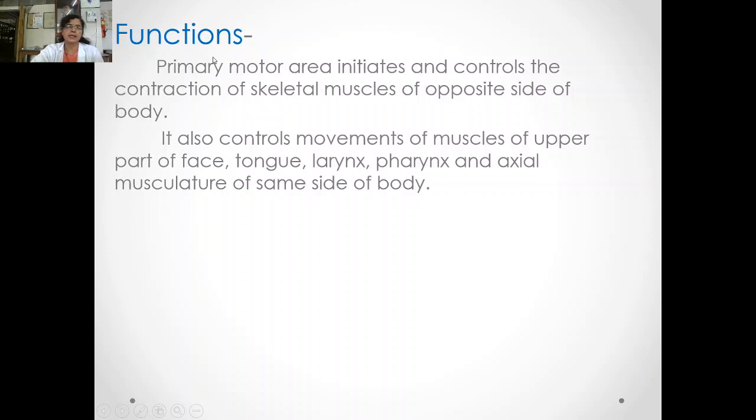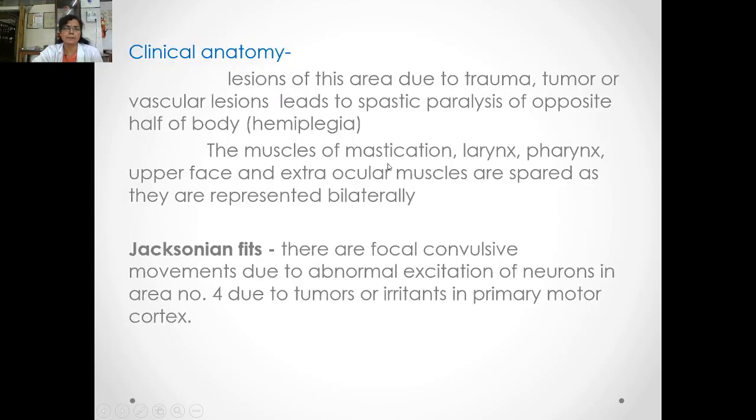Then functions of this area. Primary motor area, it initiates and controls the contraction of skeletal muscles of the opposite side of the body, that is particularly the limb. It also controls movements of muscles of upper part of face, tongue, larynx, pharynx and axial musculature of the same side of the body. So it controls the opposite side of the limb muscles, and also it controls muscles of face, tongue, larynx, pharynx and the axial muscles of the same side. That is about the functions.